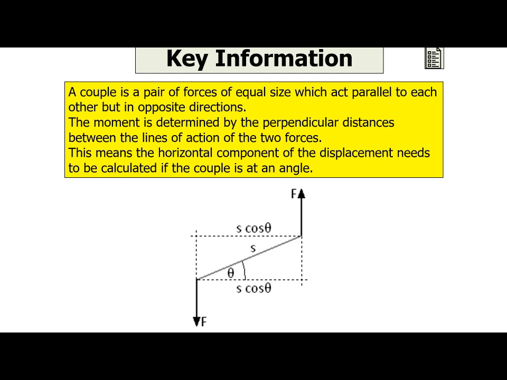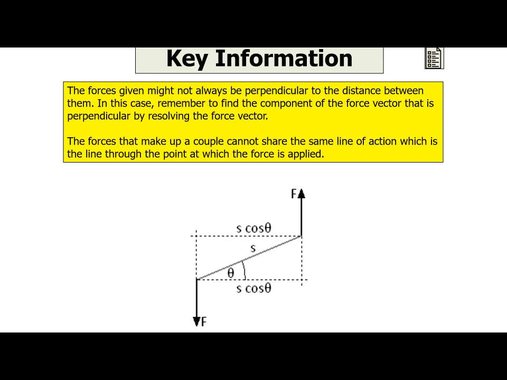So this means that the horizontal component of the displacement needs to be calculated if the couple is at an angle. Now the forces given might not always be perpendicular to the distance between them, so as we said before, in this case remember to find the component of the force vector that is perpendicular by resolving that force vector. Now the forces that make up a couple cannot share the same line of action, which is the line through the point at which the force is applied.